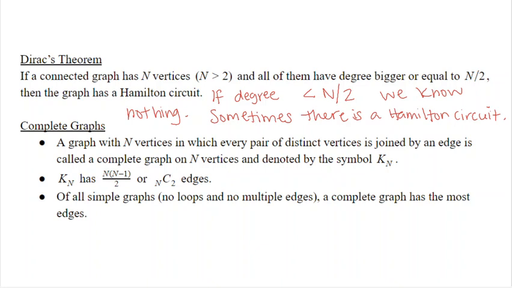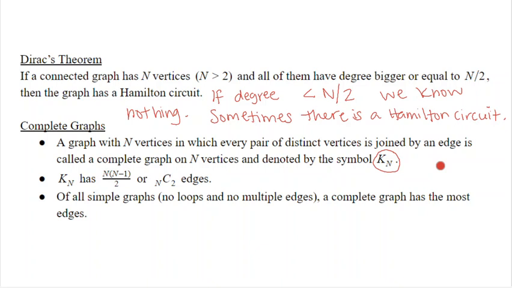The second thing I want to talk about today is the idea of a complete graph. So if you have a graph with n vertices, and every pair of distinct vertices is joined by an edge, that is called a complete graph. So in other words, every vertex is connected to every other vertex in the graph, and we use the symbol K sub n. So K sub 4 would be a complete graph with 4 vertices. K sub 72 would be a complete graph with 72 vertices.